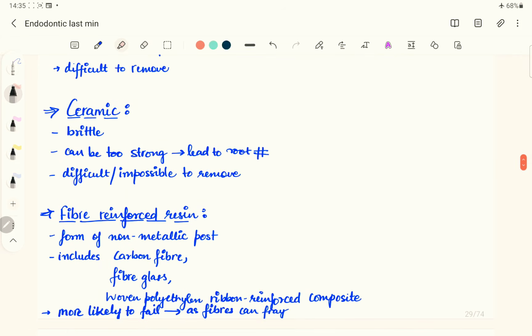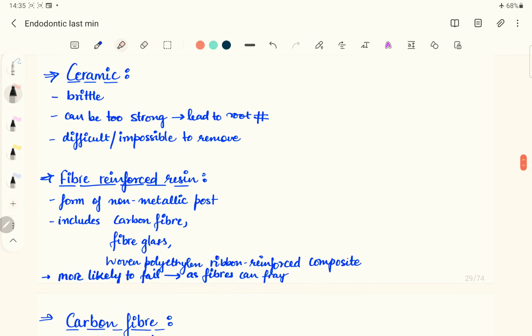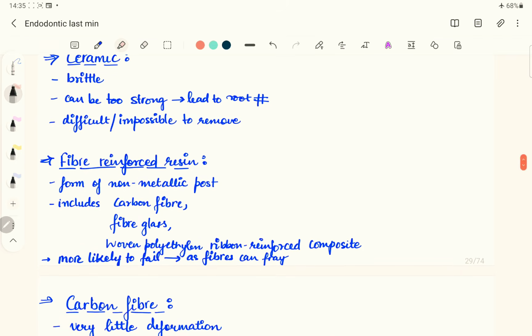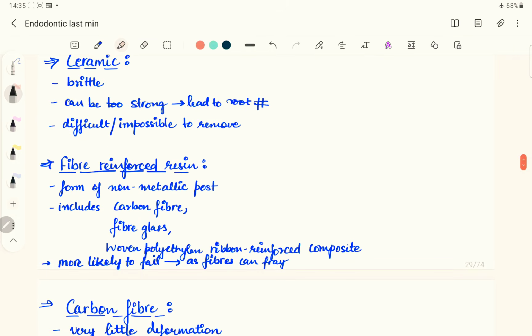Fiber reinforced resin posts are the ones which we have seen most commonly. They are a form of non-metallic post, and include carbon fiber, and the ones made up of carbon fiber, guys, can be unaesthetic because of the darker color. It includes carbon fiber, fiberglass, and woven polythene ribbon reinforced composite. The main disadvantage of these fiber reinforced posts is that they fray. Say suppose this was the fiber post. So what happens? It frays like this.